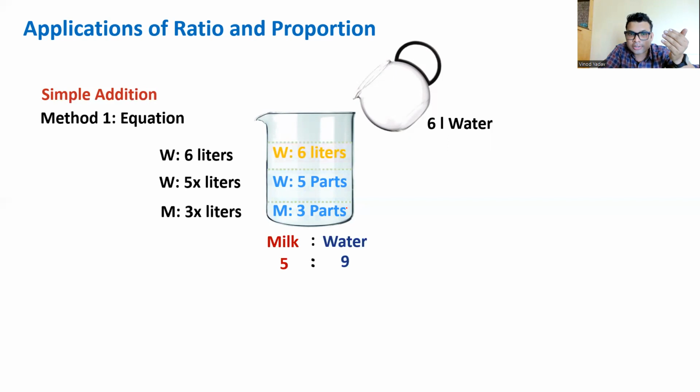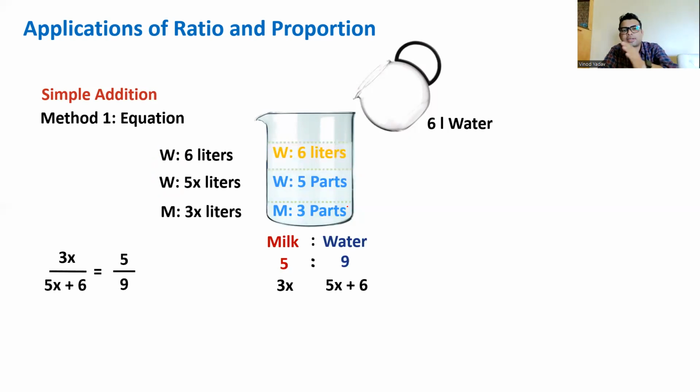And then water 6 liters. So total milk is 3x. Water is 5x plus 6. And the new ratio is 5:9. So how will you write this? Yes. 3x upon 5x plus 6 is equal to 5/9. Milk upon water. Cross multiply, simplify. At the end, you'll get x as 15.